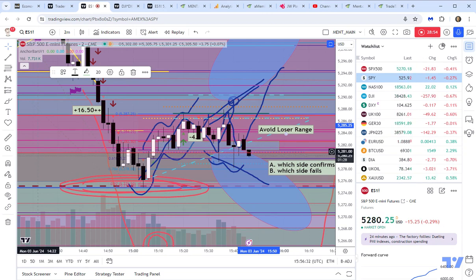Waiting, waiting, waiting. Still in our avoid loser range area. Maybe going to stay that way for another 20, 30 minutes. And remember, price can stay within a fairly tight range for an extended period of time. So you could be trapped in this mode for a couple hours, just trading sideways.